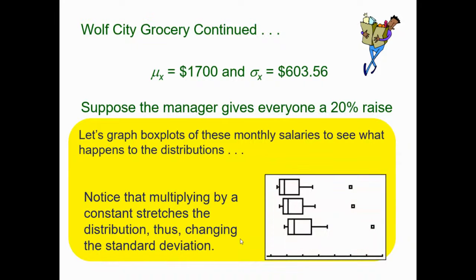So if we look at the box plots, notice what happens. This was our original. Then we added 100 to get the second one. But then what happened from the original to the third one? It increased, but it also was stretched. So multiplying by a constant stretches out our distribution. That's why our standard deviation changed.